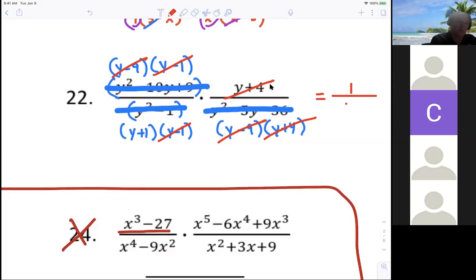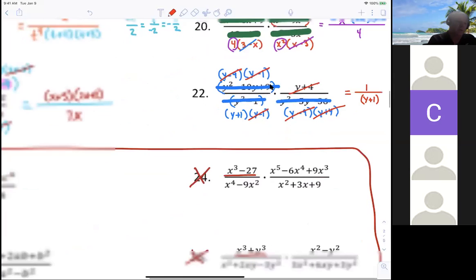And then y plus 1 on the bottom. All right, speak up now. Anybody have any questions? Anybody have any questions? All right, so you should feel really good. That means if you have no questions that you understand the multiplication.